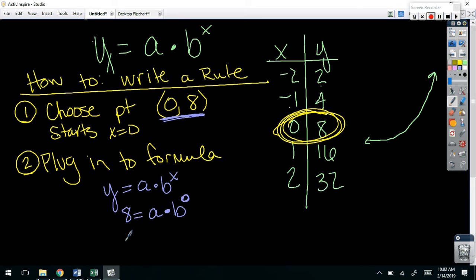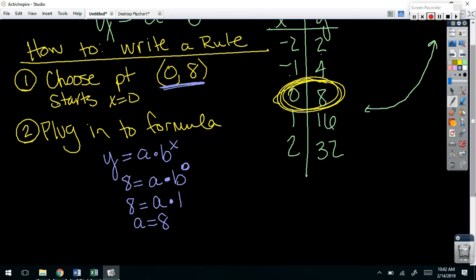So, if b to the 0 is 1, that means a equals what? A is 8. Now, anything to the 0 power is 1. That's right.